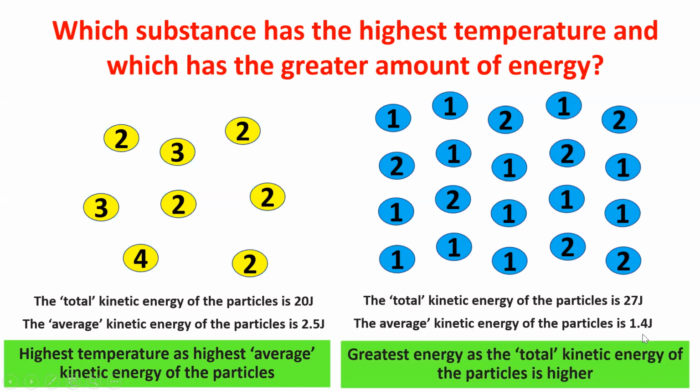Now, this blue substance on the right-hand side has got the greatest energy because its total kinetic energy is greater. So you can see that this has a total kinetic energy of its particles of 27 joules, whereas for this one here it's only 20 joules.